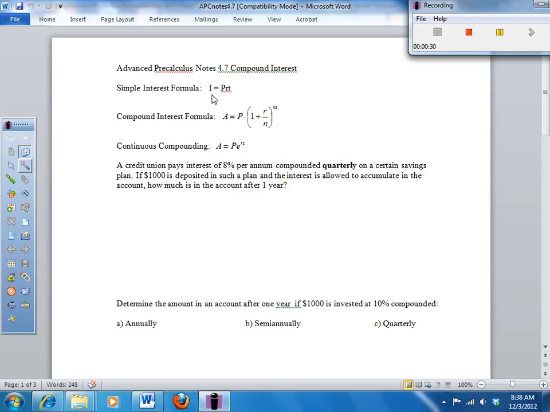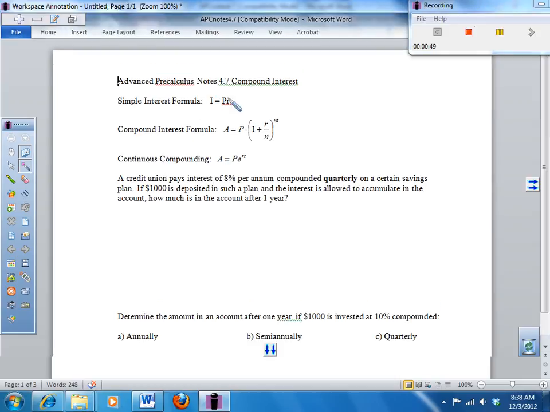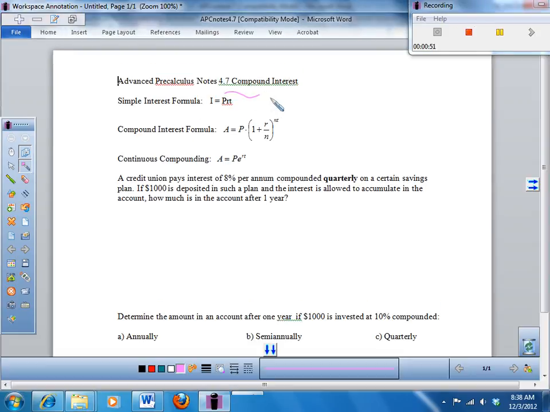Anyway, this is the simple interest formula, and this just says that the amount of interest is equal to P, which is the principal. P is called the principal. That's the initial investment. P-R-I-N-C-I-P-A-L, I think that's how you spell it. Principal. R is the interest rate.